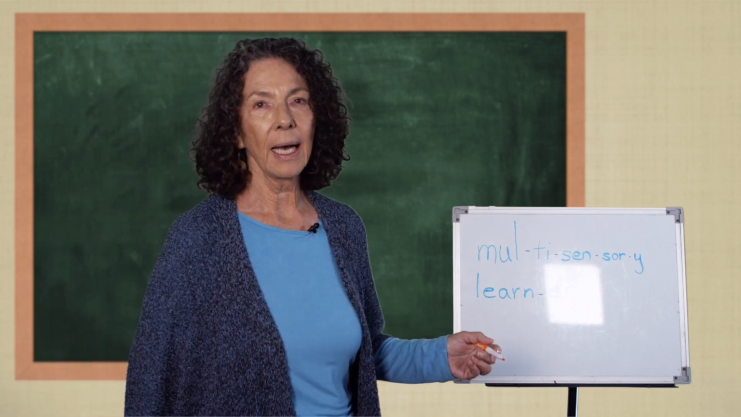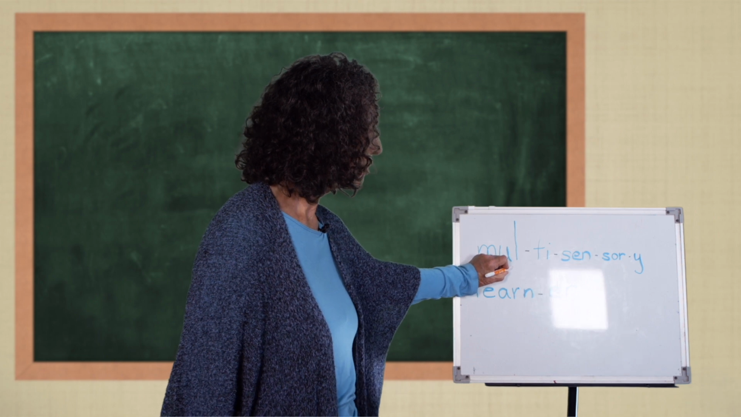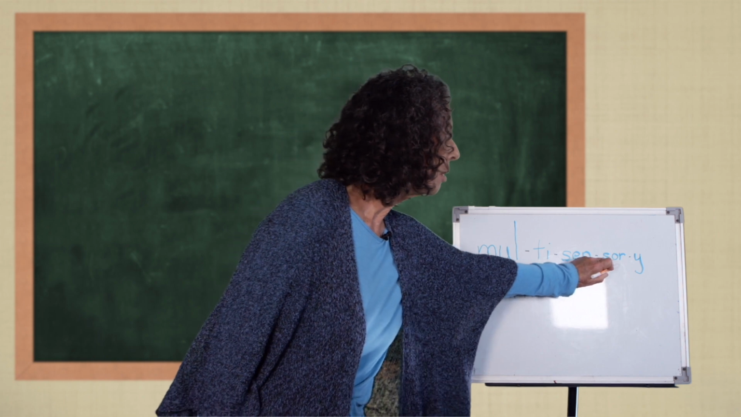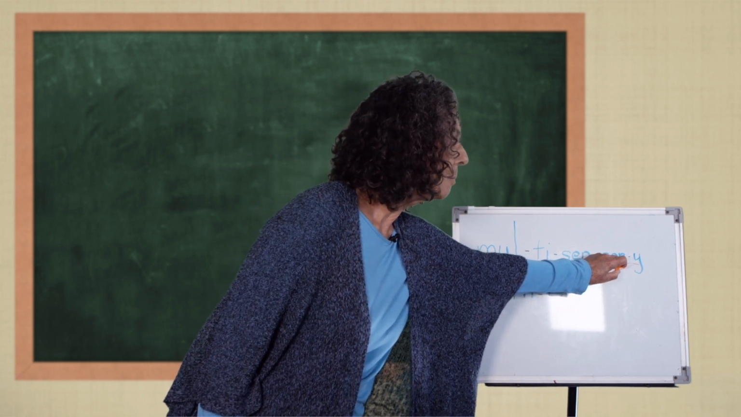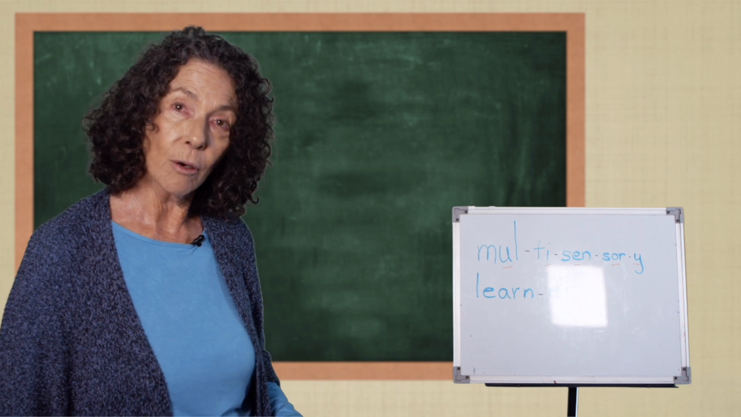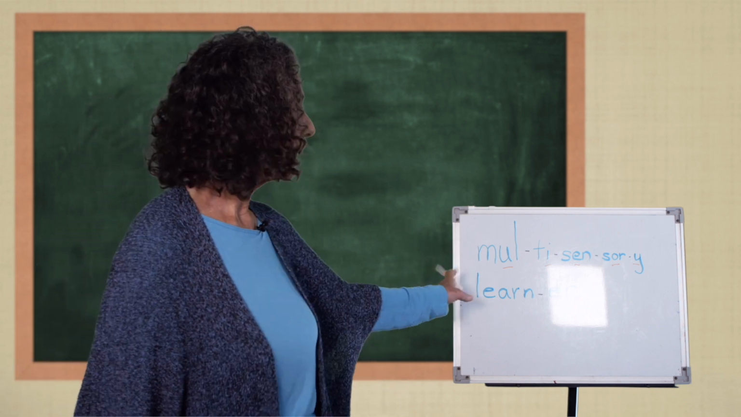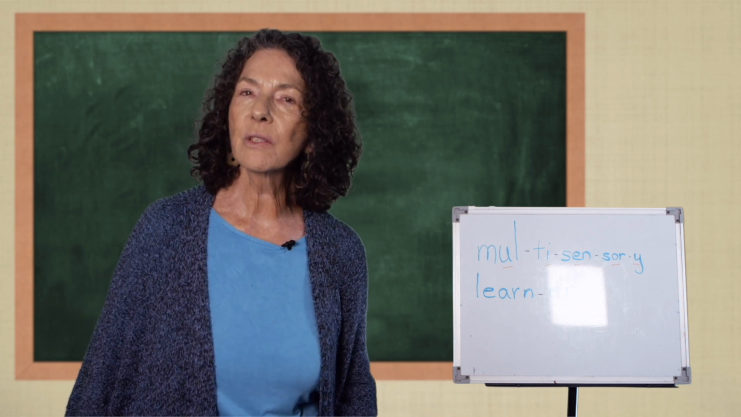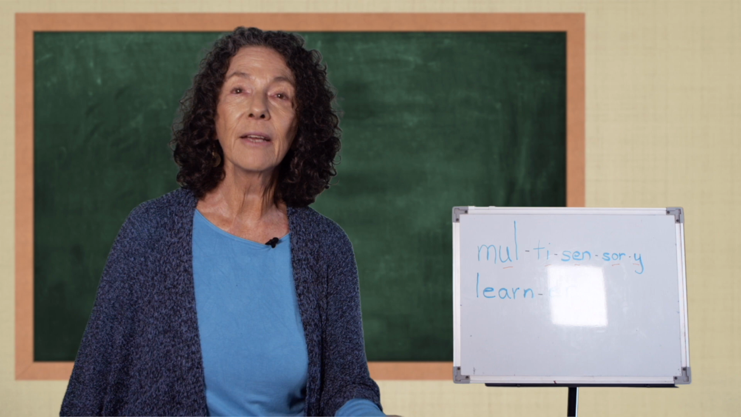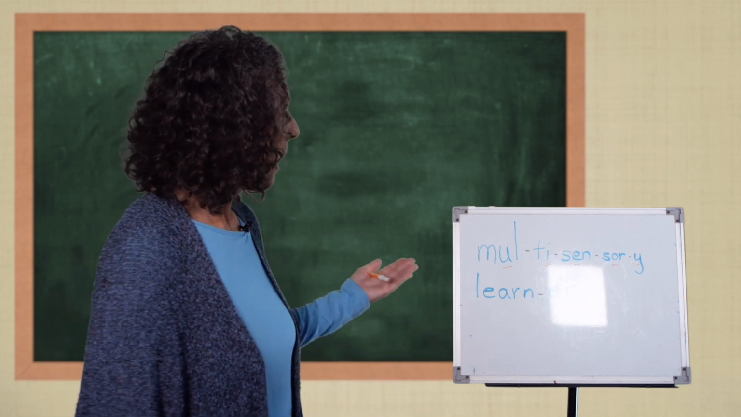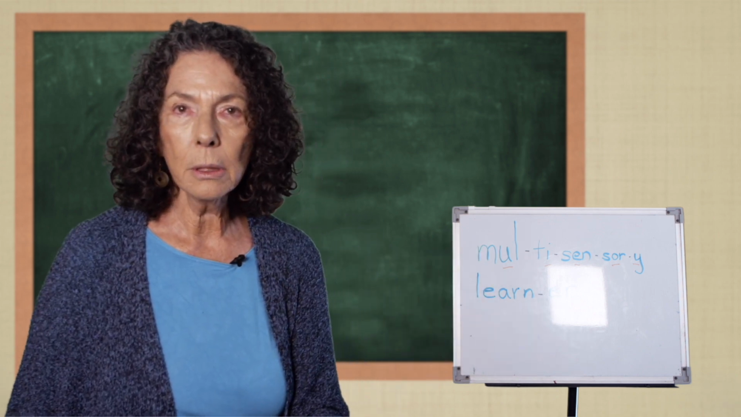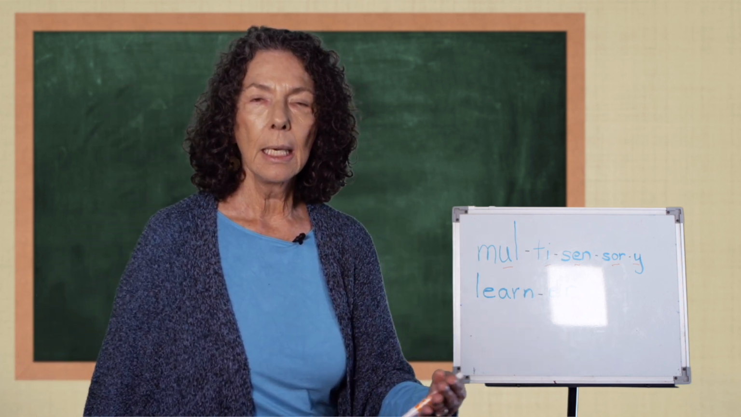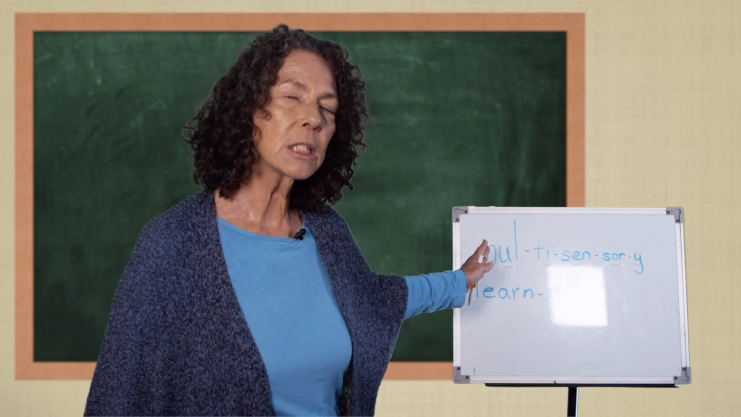I'm going to identify the vowels. Here's the vowel, another vowel, I, E is a vowel, O is a vowel, and Y can often act like a vowel. I know because in multisensory I have 5 vowels. It's very likely I'm going to have 5 syllables. When we divide a word, we usually look for vowels first, especially in the first syllable.